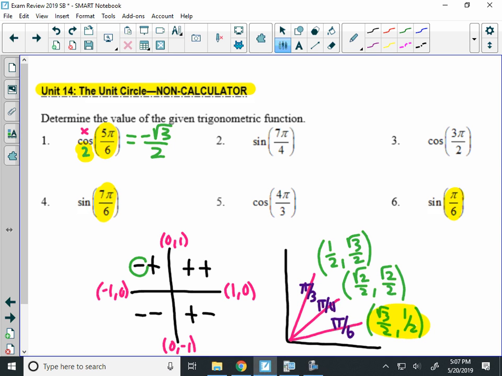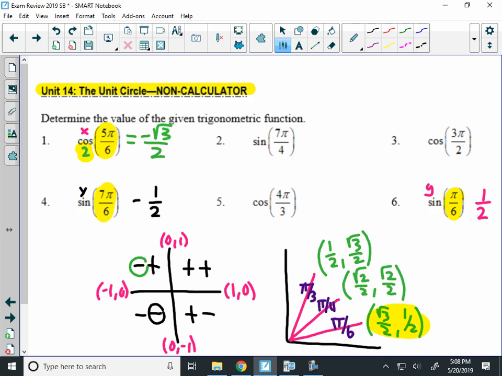Let's get down here to number 4. Sine of 7 pi over 6 is dealing with a y value, so we're looking at the 1/2 of that ordered pair. And 7 pi over 6 is in quadrant 3, where the y value is negative. So our answer would be negative 1/2. For number 6, pi over 6 is in quadrant 1. That's just going to use that ordered pair right there. The sine is the y, so all we have there is 1/2.